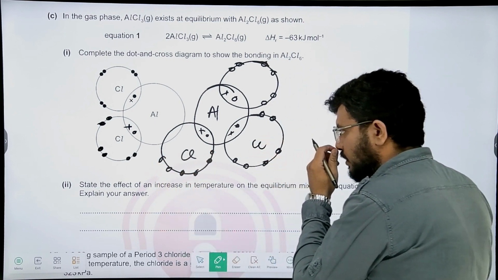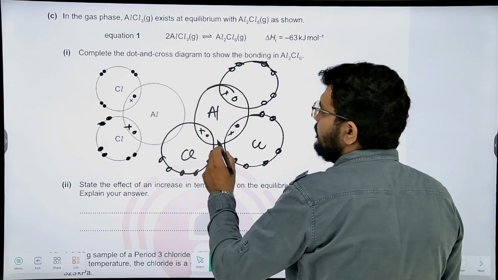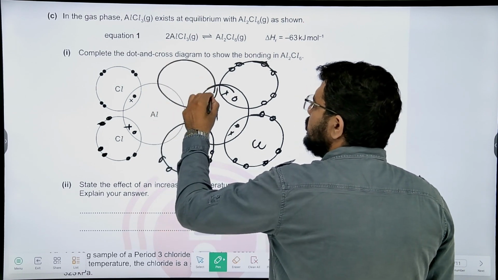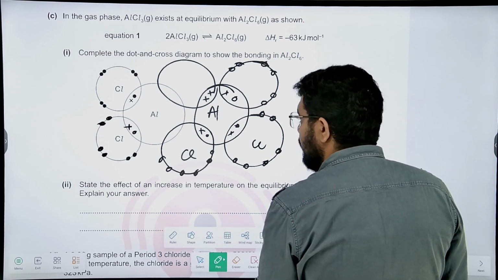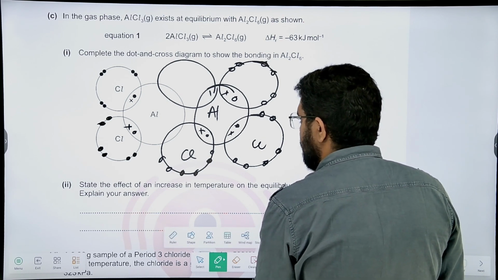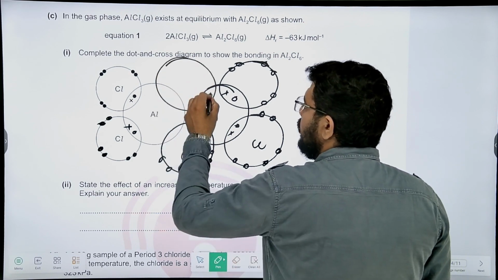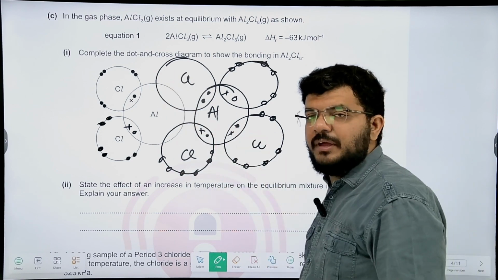So now this aluminium has 6 electrons in its outermost shell, right? But it will get 2 electrons as a coordinate bond. Sorry, should not draw crosses. For this we have dots, right? This chlorine gives 2 electrons to aluminium as a coordinate bond.